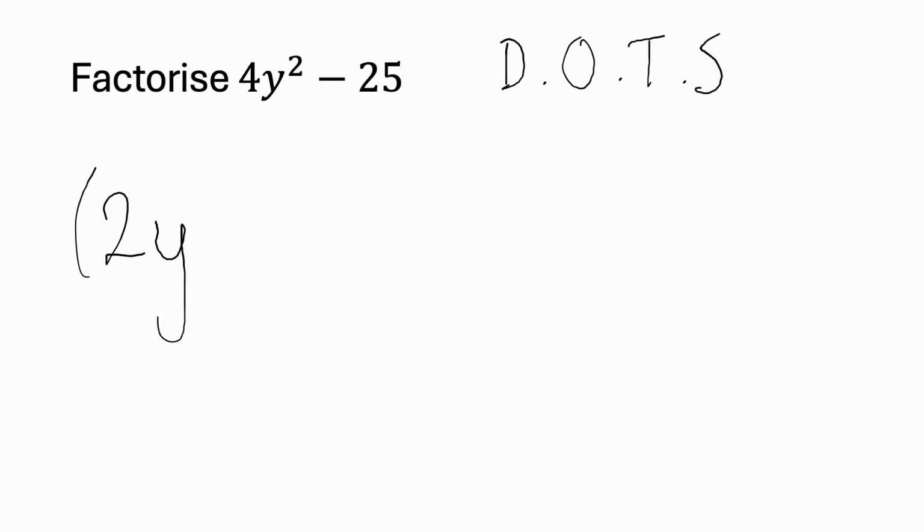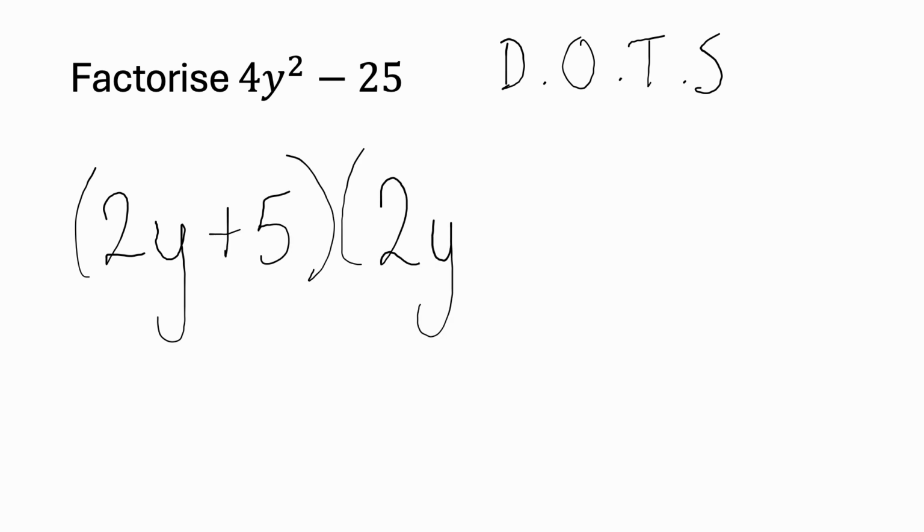This one here, this is difference of two squares. Square root of 4 is 2, square root of y squared is y, square root of 25 is 5, so that's going to be in one bracket. Then in the other one, same thing, but we're going to switch the sign.